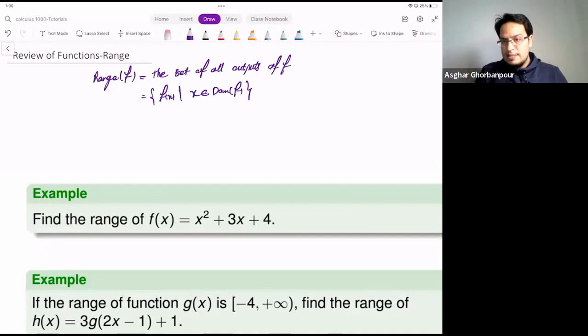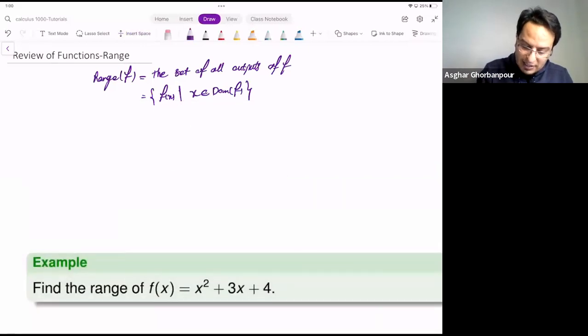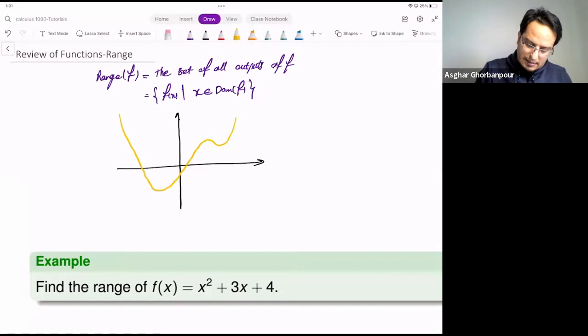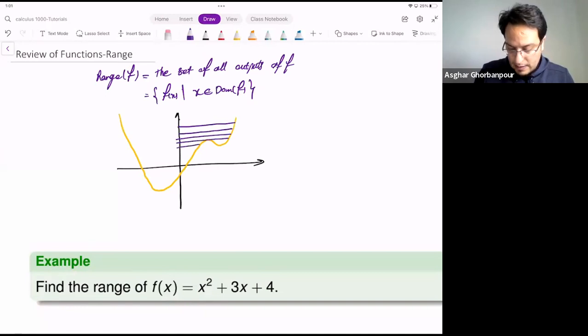Finding range is not always an easy task to do. We will learn something next week when we learn the inverse function. But for now, what I want you to see is that if you have the graph of a function, say I have a function which is like this, the graph, then you want to pick all possible values. Remember, the values of the function in the graph are noted by the y values.